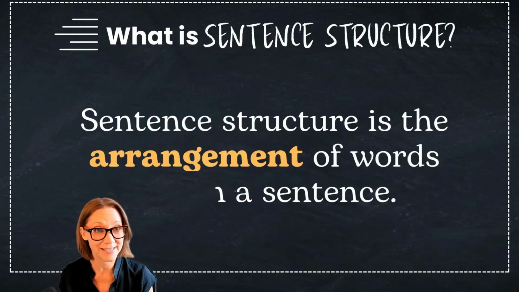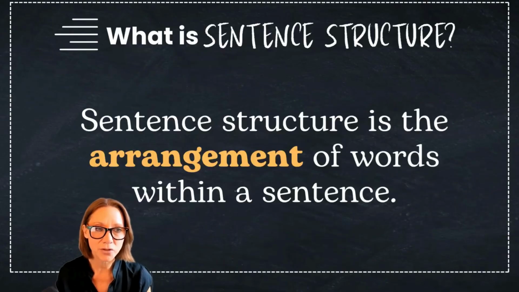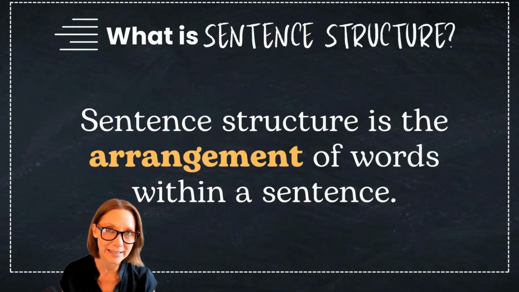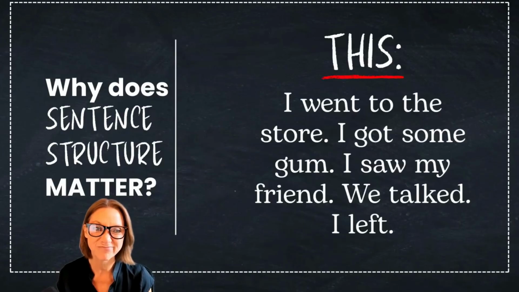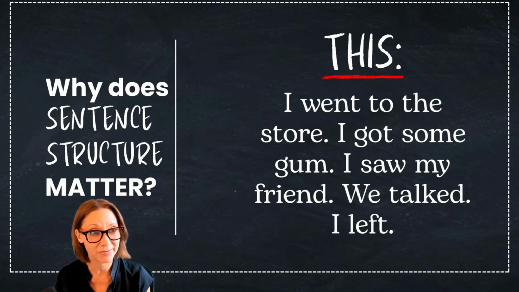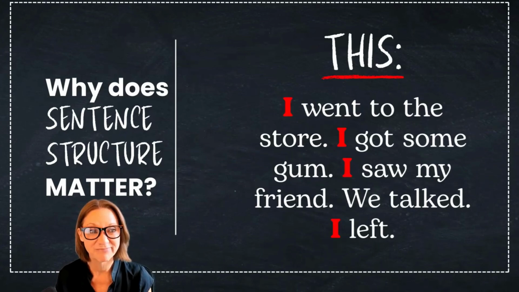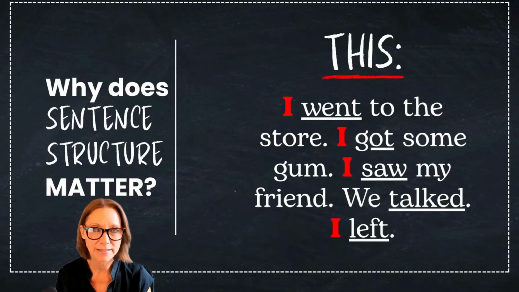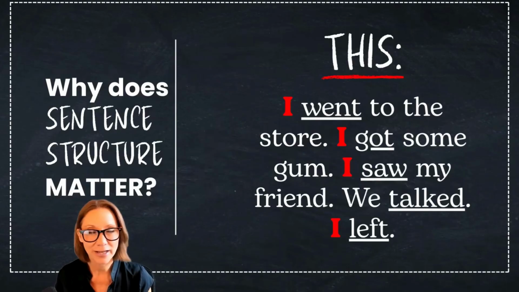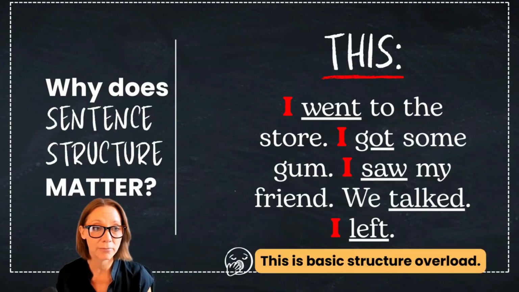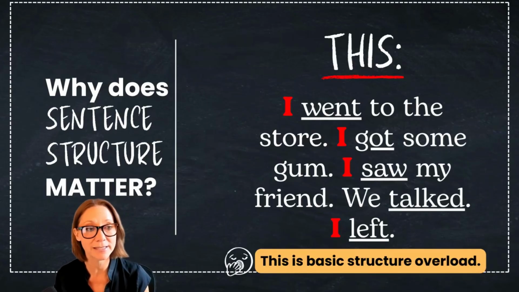So what is it? What does it mean? Sentence structure is the arrangement of words within a sentence. So this matters because I'm going to give you an example. I went to the store, I got some gum, I saw my friend, we talked, I left. Are you hearing what I'm hearing? That first word of every sentence was the same. And then the structure of the sentences was also the same. I went, I got, I saw, we talked, I left. There's nothing intricate or complicated about this type of writing. It's basic structure overload. It's too much of the same type of sentence.